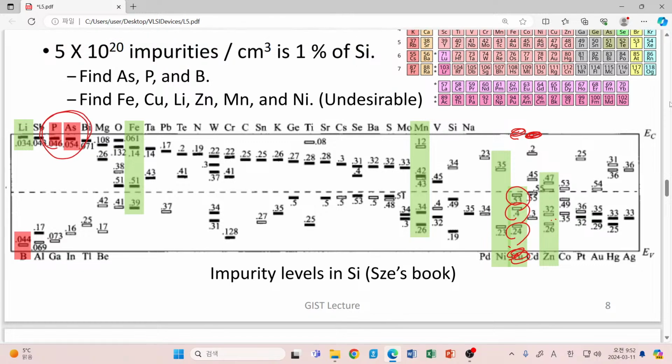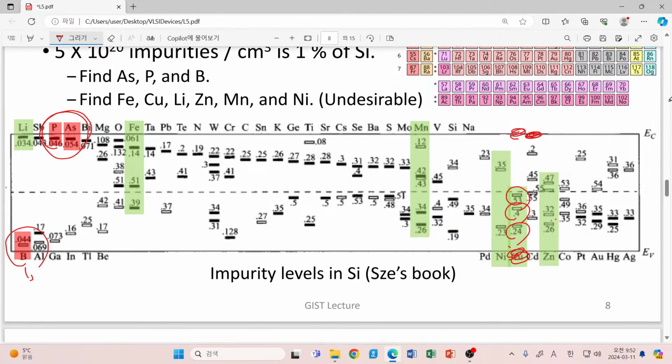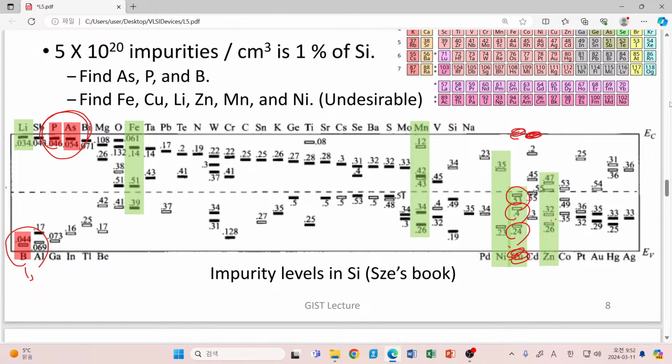But please have a look at these good, desirable cases like phosphorus or arsenic or boron. Especially in the case of boron, what is the difference between the valence band and boron introduced levels? It is just 44 milli electron volt, and compared with this 44 milli electron volt, this 0.24 electron volt is somewhat larger. Oh, large energetic difference between them. So later we'll see why we have some problems with it.